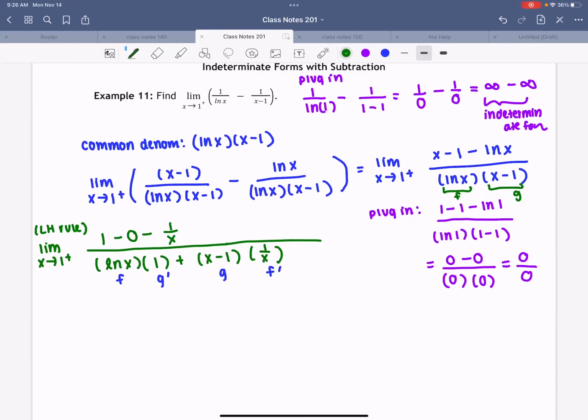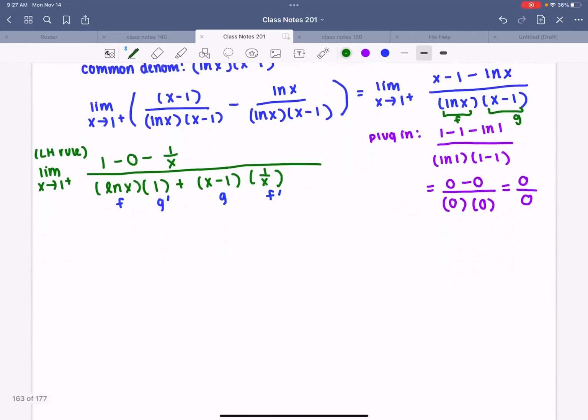This looks really messy. Let's just try to clean it up and see what happens. This becomes the limit as x goes to 1 from the right of 1 minus 1 over x. And on the bottom, we have ln of x plus, x times 1 over x is 1, minus 1 over x. Does everyone see how I got here?